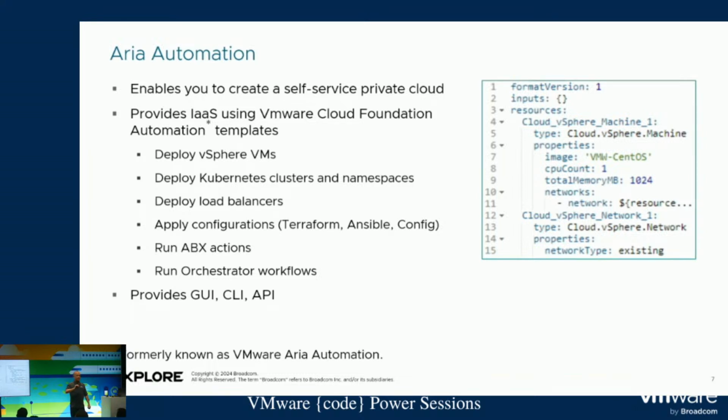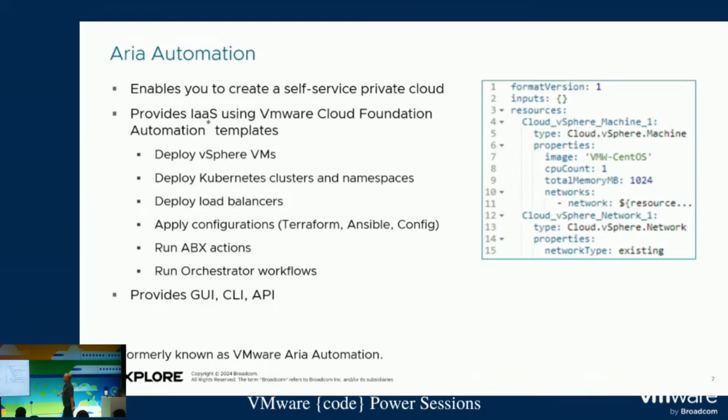So what is VCF Automation? VCF Automation is a technology from VMware that enables you to create your own private cloud. It can do much more than what I'm about to describe, but that's a good place to start. You want to create a private cloud? This can enable you to do it. It does so through these things called VCF Automation templates. As you can see, a VCF Automation template is written in YAML.